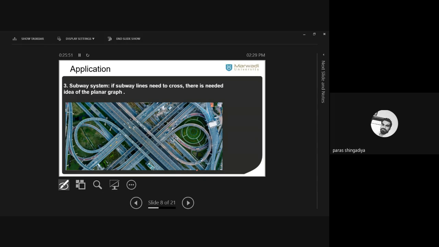And one of the examples is also available near Sanand. It is Sanand Chokdi. If you see this map of the Sanand Chokdi, near Ahmedabad, that is also one of the concepts of planar graph. There is no cross between them. I think there are 8 roads that connect at the circle. So that is also one concept of planar graph. They create a loop system there to maintain the traffic and remove this crossover. So that also requires the concept of planar graph.